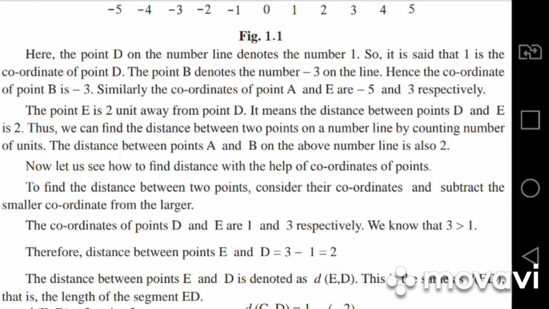So we have to remember that the distance between two points is obtained by subtracting the smaller coordinate from the larger coordinate. We can write it as: distance between two points is equal to larger coordinate minus smaller coordinate. And also the distance between any two points is always a non-negative real number, that is, a positive real number.